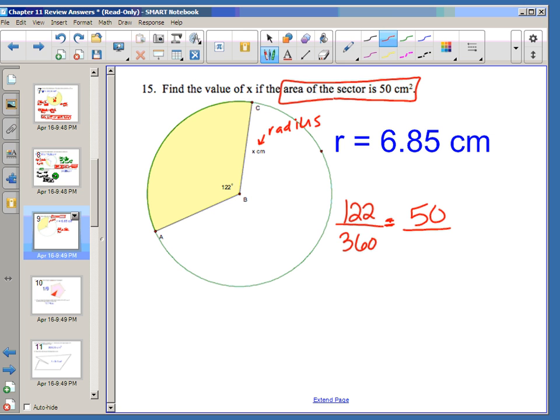I need to know how much the big circle is. And so your inclination is to put x here. However, this is an area of part of the circle. I need to compare it to the area of the whole circle, which is going to be pi r squared. The real thing I'm solving for is this radius squared. So when I go to do this, I cross multiply, I get 122 pi r squared equals 360 times 50, which I believe is 18,000. Let me just verify that.